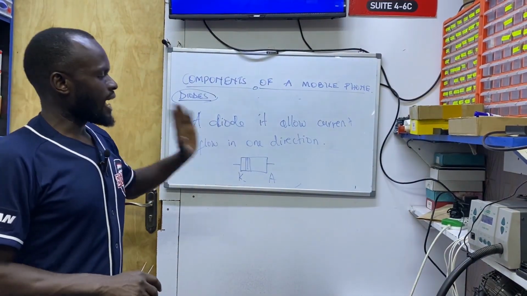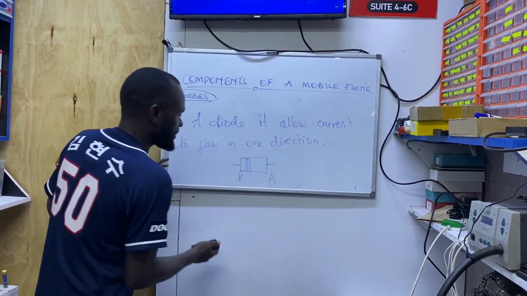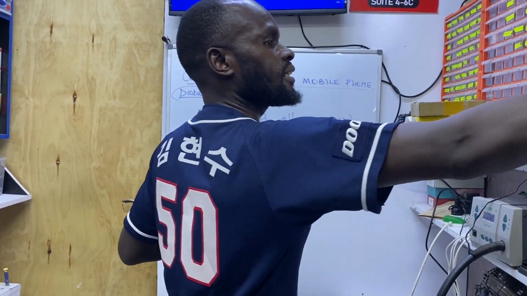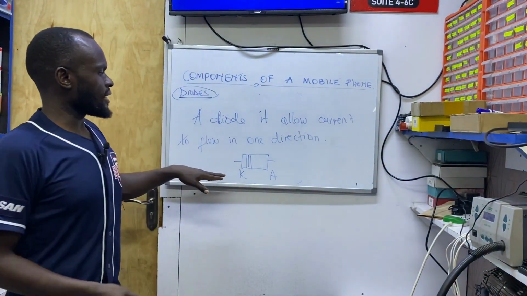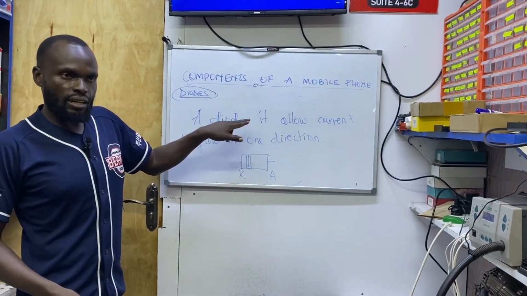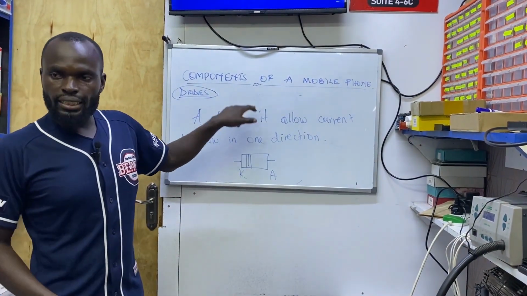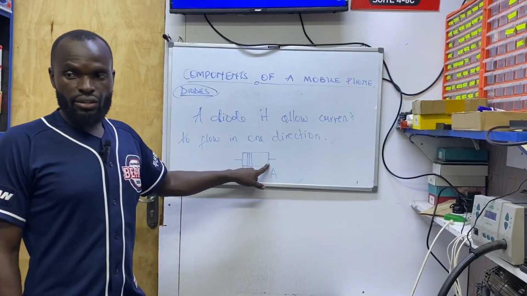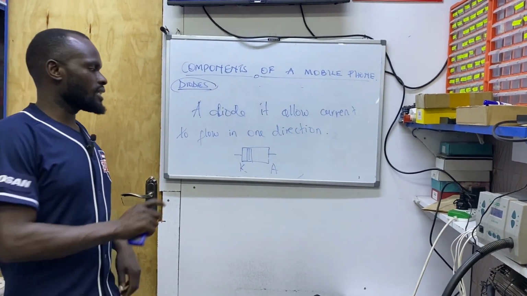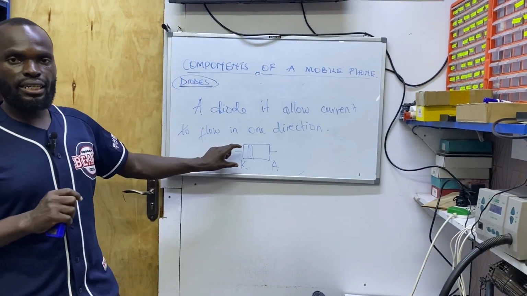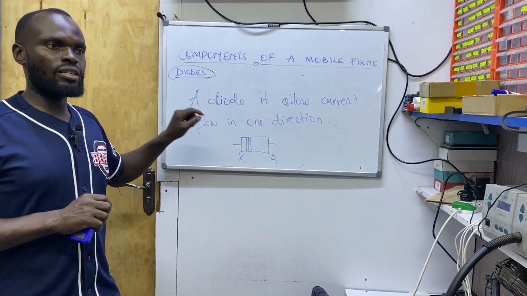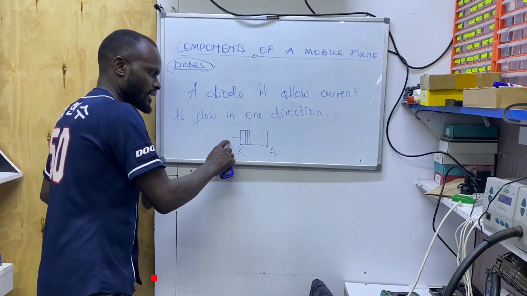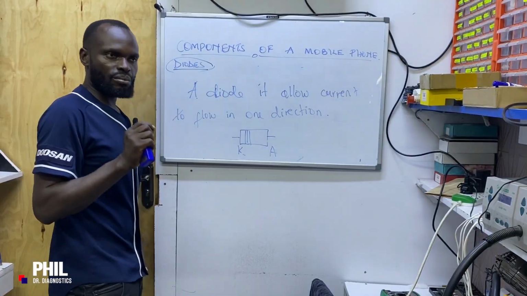Okay? Now, I want you to understand another thing concerning this diode. If a diode is linked to another component and the component is faulty, you're going to get a wrong reading on the diode. So the best way for you to measure a diode is by removing it from the circuit and measuring it outside the circuit.